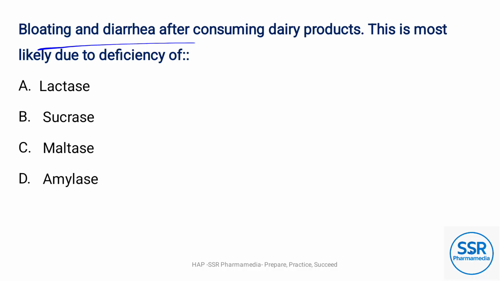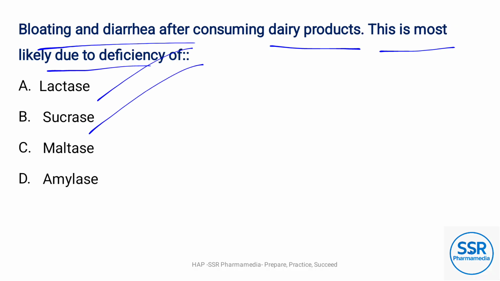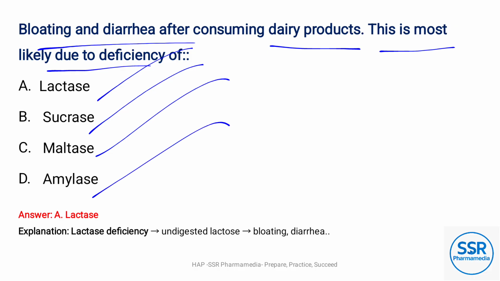Bloating and diarrhea after consuming dairy products is most likely due to deficiency of: option A, lactase; option B, sucrase; option C, maltase; option D, amylase. So the answer is option A, lactase. So lactase deficiency leads to undigested lactose, and bloating, diarrhea.